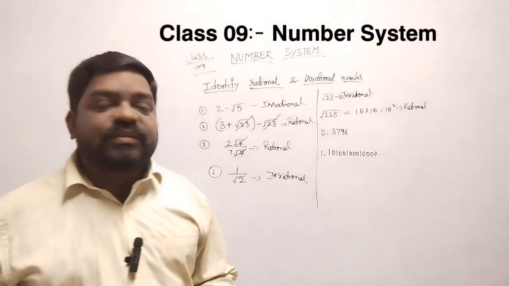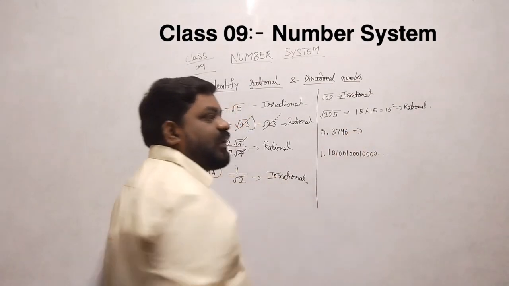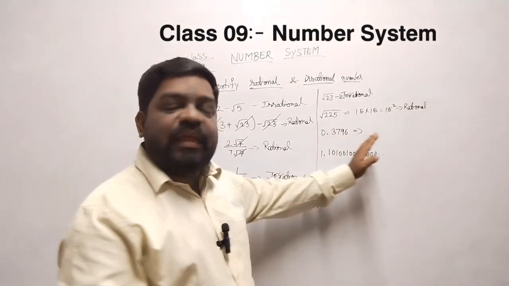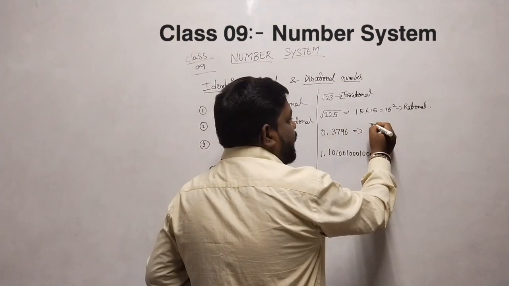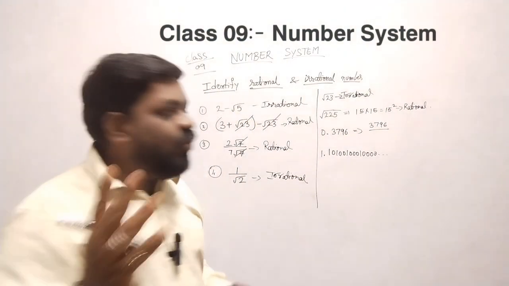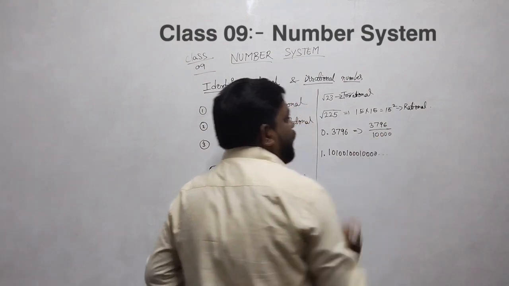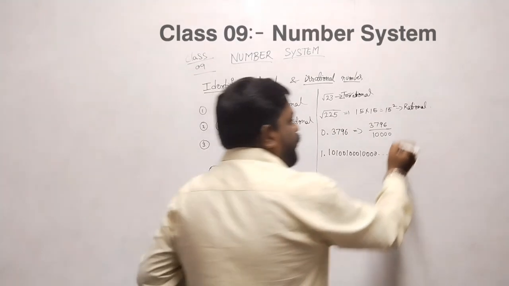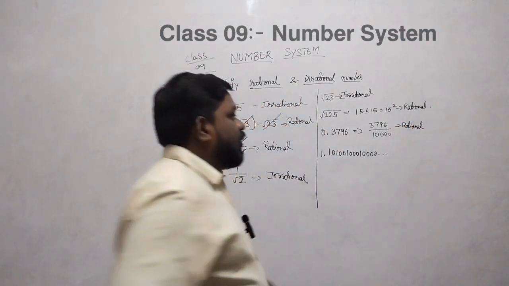Next, 0.3796. It is a terminating decimal. Terminating decimal means the number is ending after a certain number of digits, right? So this can be written as 3796 by, after the decimal we have 4 digits, so therefore divide by 10,000. Now we have written it in the form of p by q, therefore it is a rational number.